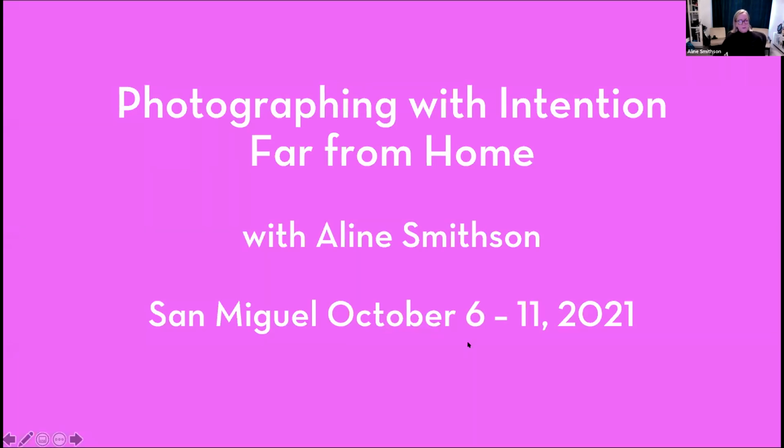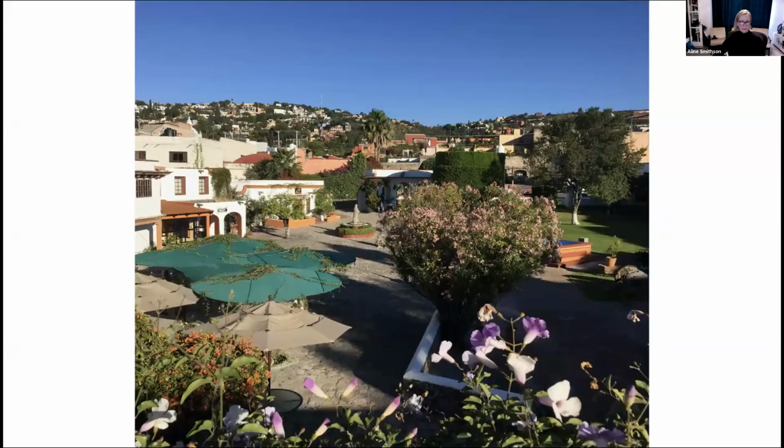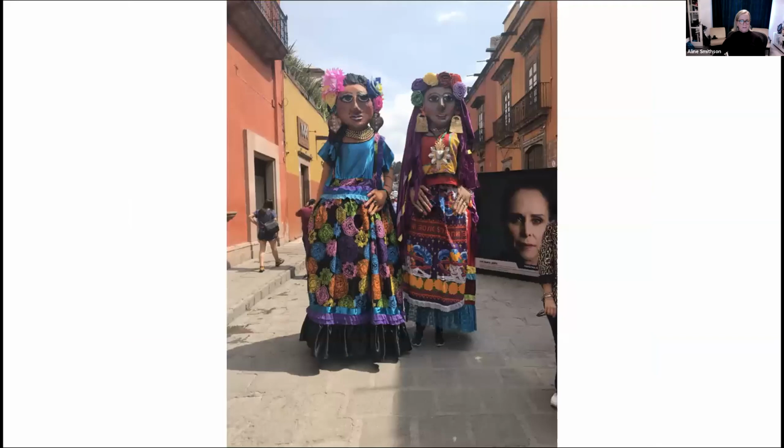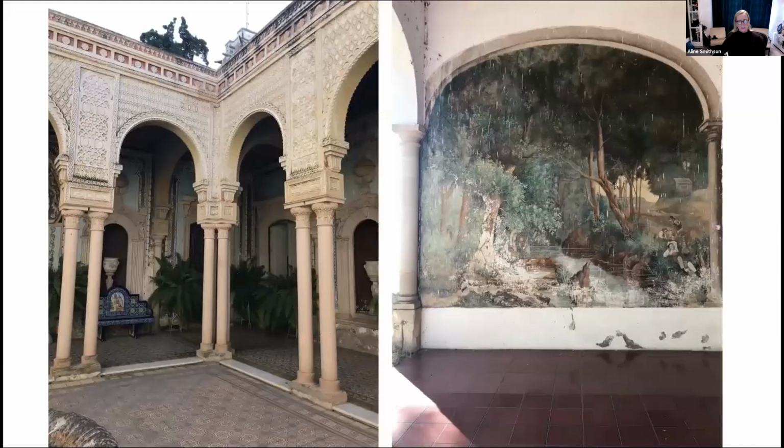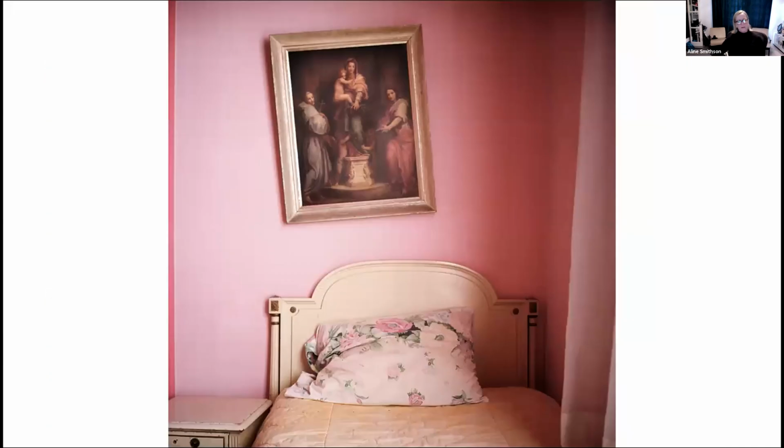And I'm going to end by just sharing that I am so excited to be teaching for the Santa Fe workshops in San Miguel in October. My class is Photographing with Intention, Far From Home. And I'm just going to show you a few. This is the wonderful hotel that we stay at. These are some of the street scenes. These are some of the incredible locations. This is work that I made when I was there, as a student.